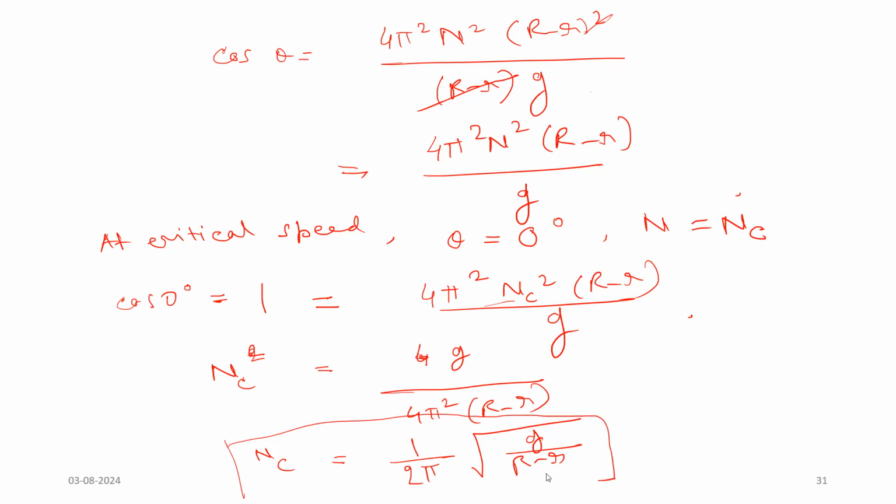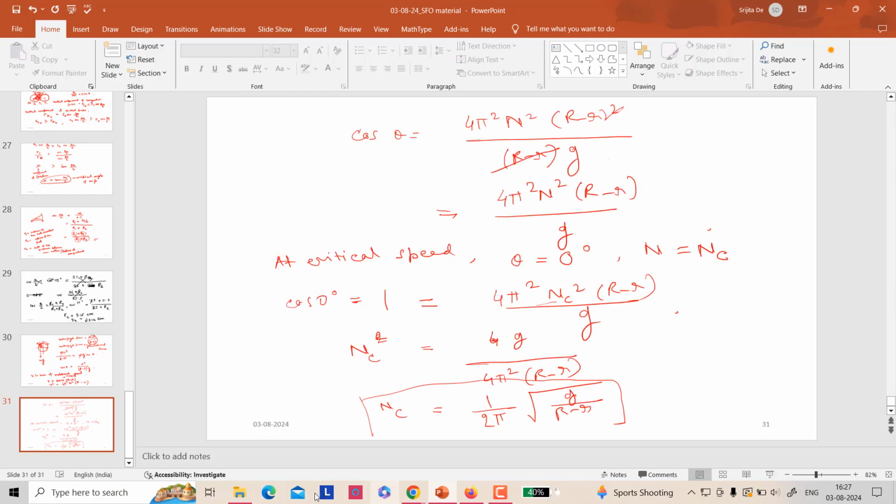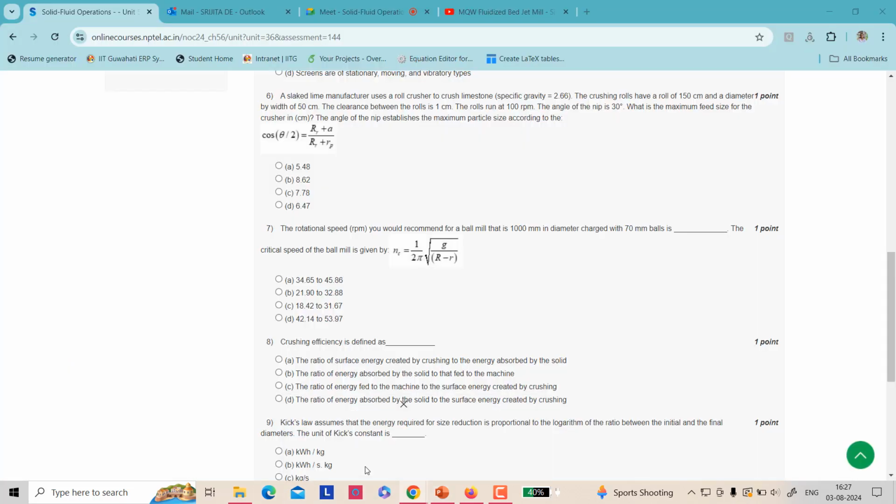So now the question is given depending on this equation only: what rotational speed in RPM would you recommend for a ball mill that is 1000 millimeter in diameter charged with 70 millimeter balls? So everything is given, it is very easy. Here the ball mill diameter is given as 1000 and the feed particle diameter is given as 70 millimeter. So these are all given as diameters, so we have to calculate the radius first.